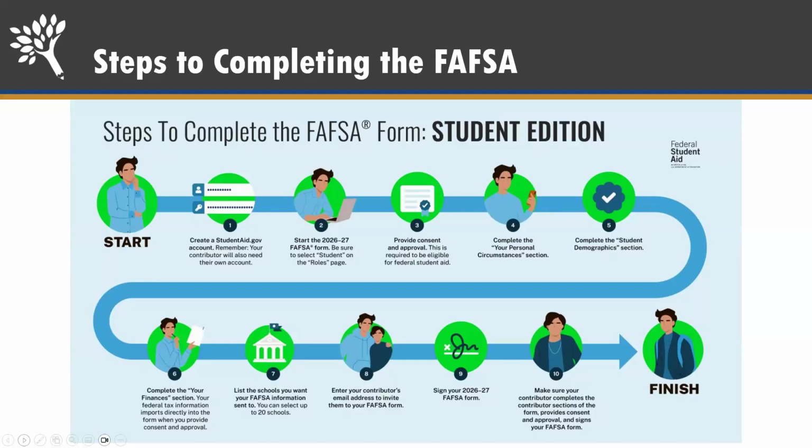The fun part comes next, where you get to list up to 20 schools to have this information sent to. So you're going to list any school that you're interested in. Then, if you're considered dependent, which most students are, and we'll talk more about this in the walkthrough, you're going to invite your parent or guardian to fill out the form in their portion. Then you're going to sign your 2627 application and have your contributors complete their portions if applicable. And then you're all done and ready to go.